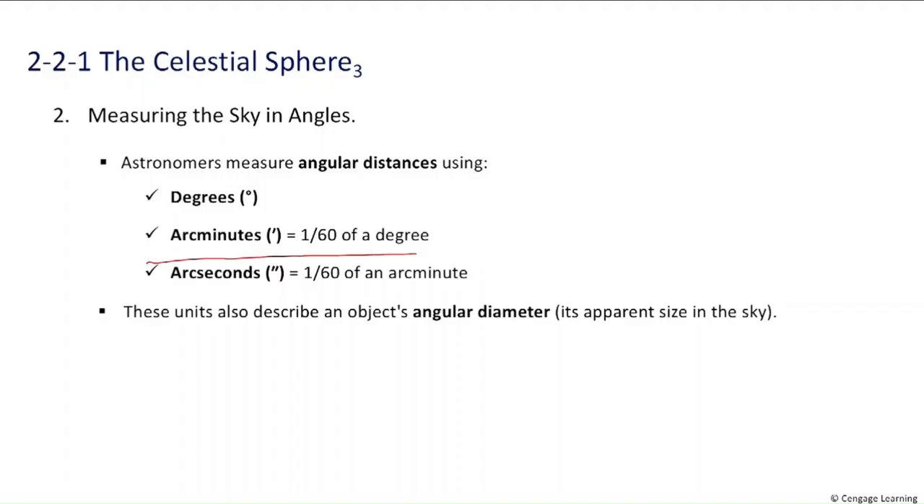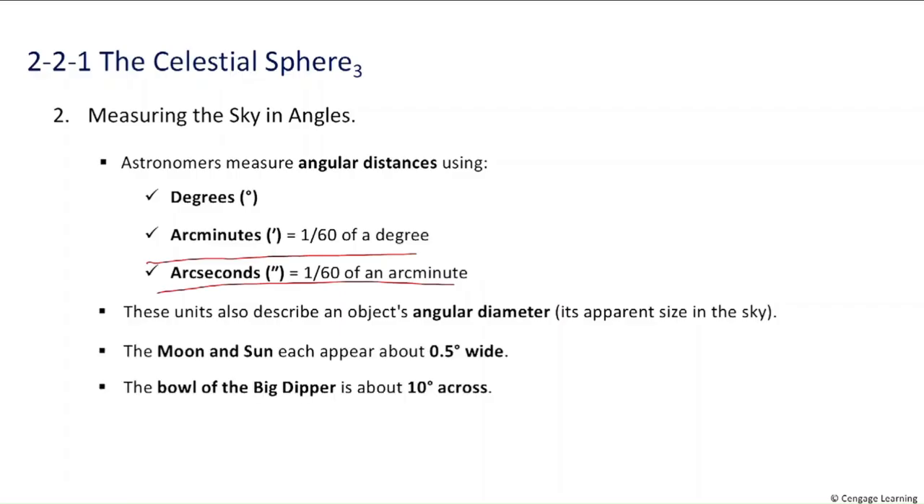And 60 arc seconds in 1 arc minute. That means 1 arc second is 1 over 60 of an arc minute. So yes, it's like time, but these are for angles, not clocks. For example, the moon and the sun both appear about half a degree wide in the sky. And the Big Dipper's bowl, that's around 10 degrees wide. Pretty big on the sky.